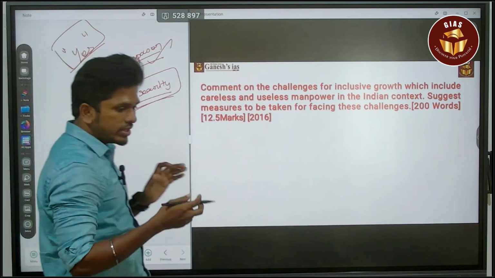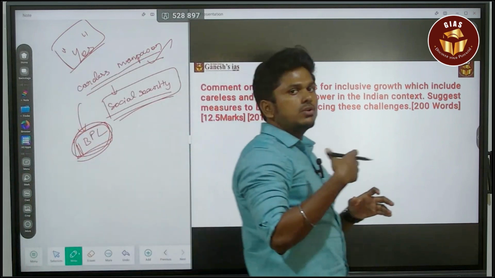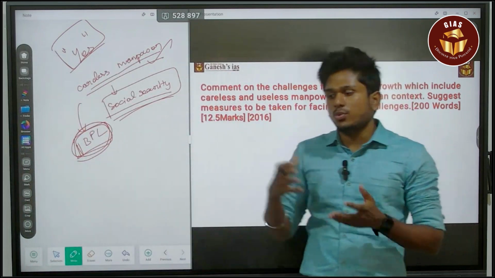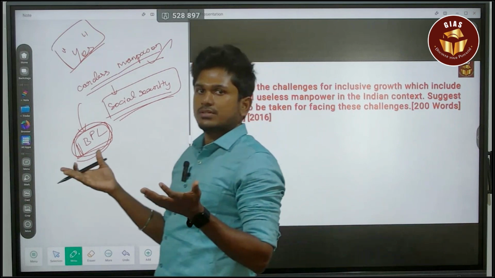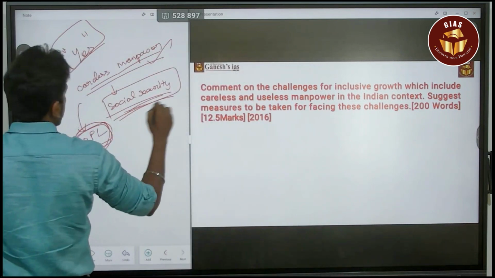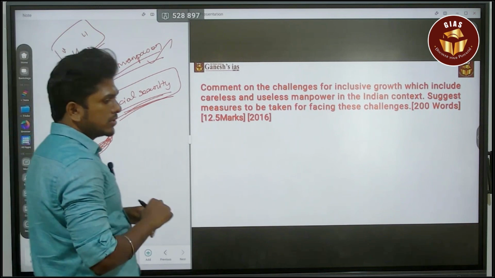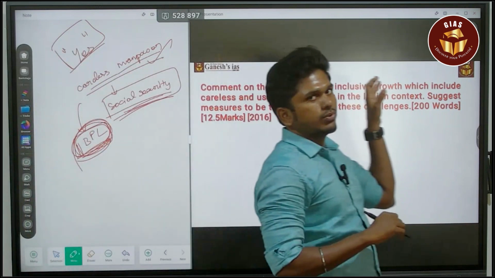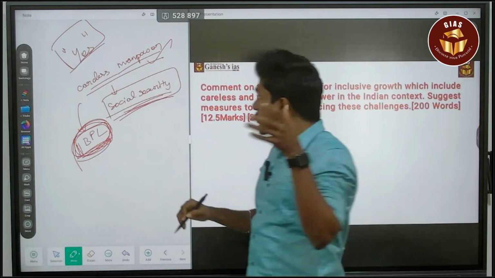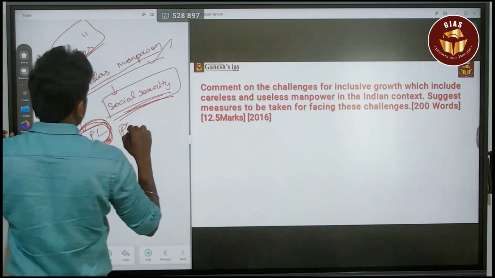So that leads to the fall of inclusive growth. Inclusive growth means everyone will be in the growing phase. But due to the lack of social security, their family will be pushed into the below poverty line. So that is called careless manpower. Or else you can speak about the pensions.